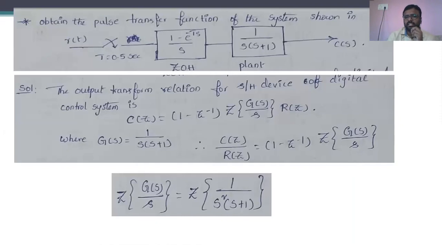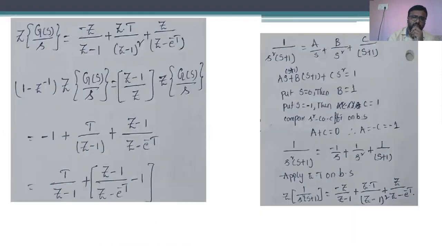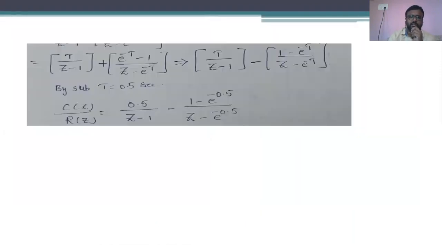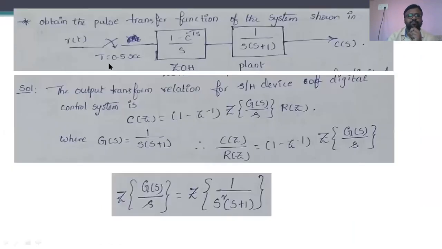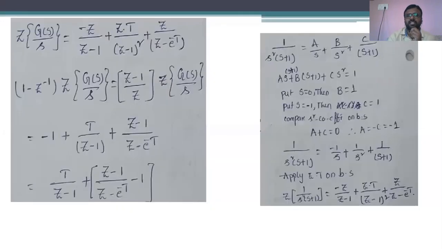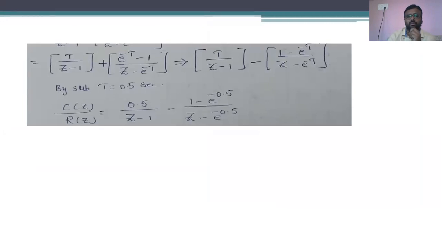So in this one also, the pulse transfer function is going to be extracted as 1 minus Z inverse into Z transform of G of S divided by S. After certain calculations we have developed the pulse transfer function expression, and in the problem he has mentioned the sampling time capital T as 0.5 seconds. So after extracting the pulse transfer function, just substitute the value of T as 0.5, so that we get the overall pulse transfer function for the system.